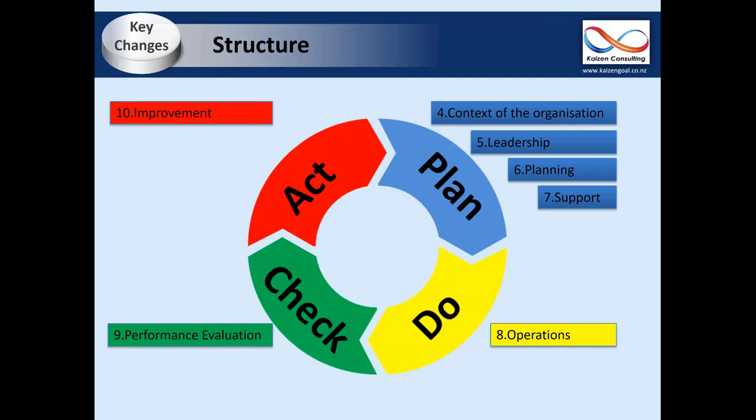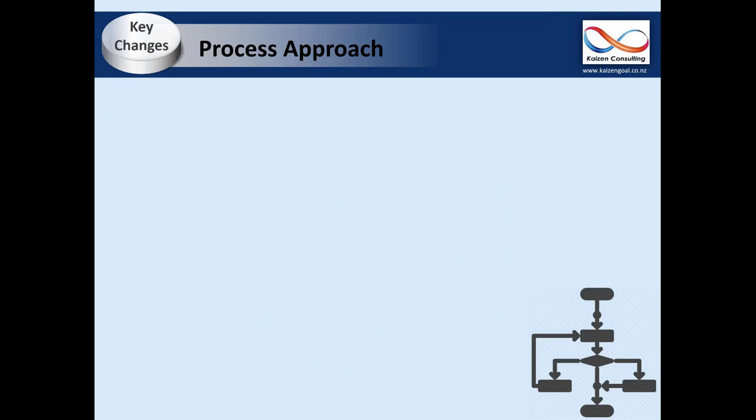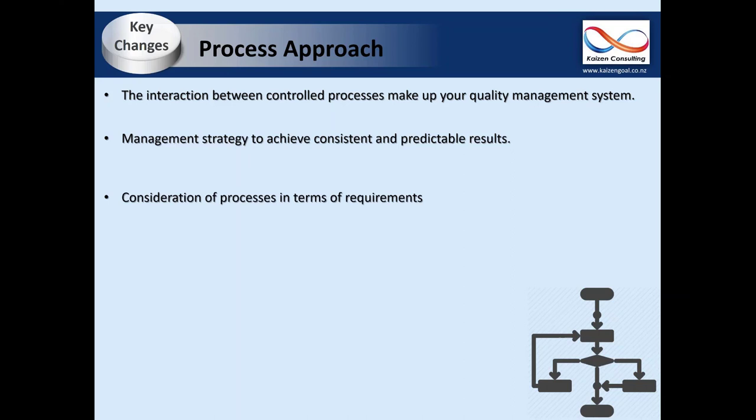So we're going to go through some of the key changes in the new standard. One is the process approach: the interaction between controlled processes that make up your quality management system. Management strategy to achieve consistent and predictable results. Consideration of processes in terms of requirements. Improvement of processes based on evaluation of data and information.